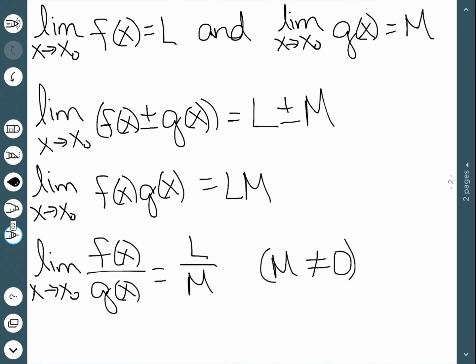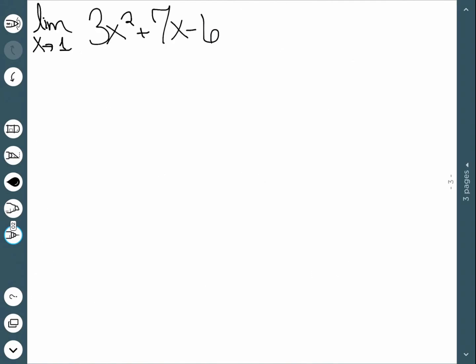The last one we have, the limit as x approaches x0 of f of x over g of x is L over M, provided M is not equal to 0. So I can take the limits of each and then divide them, provided I don't divide by 0, which we will address in a later video. So now that we have this, let's see about using them.